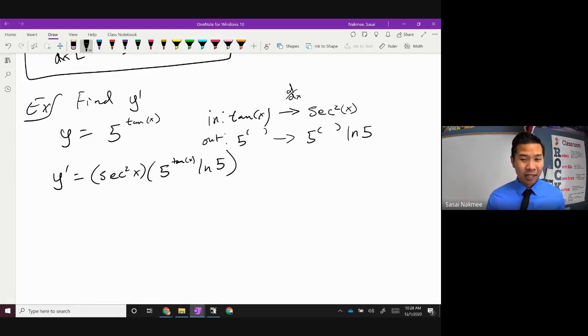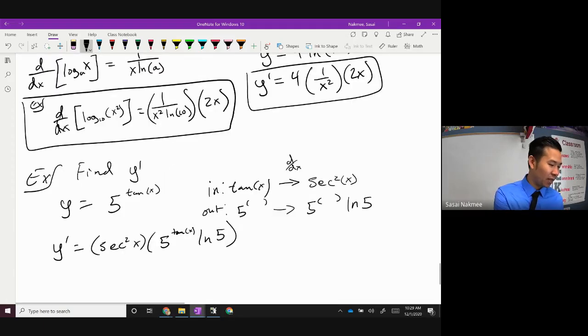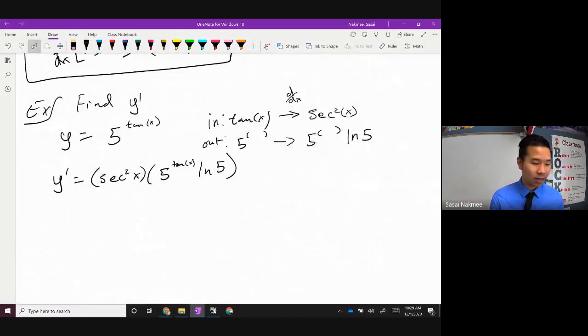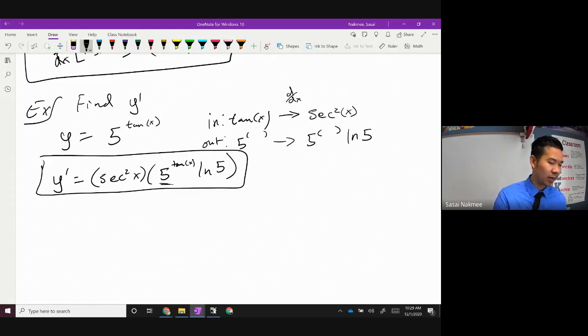It looks weird, I know. But that's all calculus is. It's just weird looking symbols, but they're right as long as you applied the rules correctly. Did I apply the rule correctly? Derivative of a to the x is a to the x times ln of a. Looks like it. My a is 5 in this case, so it's 5 to the whatever stuff it was. In this case, it was tangent of x instead of just x, times the natural log of 5. And that would be it for that one right there.